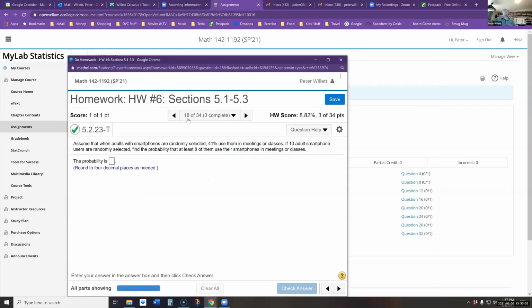All right, so here's a question. This is number 18 from the homework set, and it is from section 2. Assume that when adults with smartphones are randomly selected, 41% use them in meetings or classes. If 10 adult smartphone users are randomly selected, find the probability that at least 8 of them use their smartphones in meetings or classes. At least 8 of them. That means 8 or 9 or 10 of the 10 people chosen.